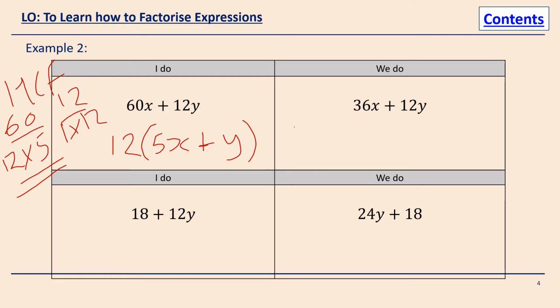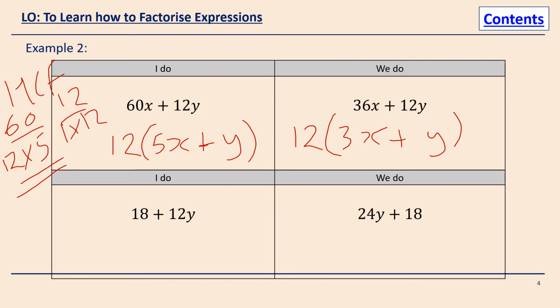Yep, I think you've seen it. The 12 goes on the outside. So what goes on the inside then? In the inside of the bracket. Okay, 12 times 3 is 36. We want 12y, so just 12 times y will give us 12y.